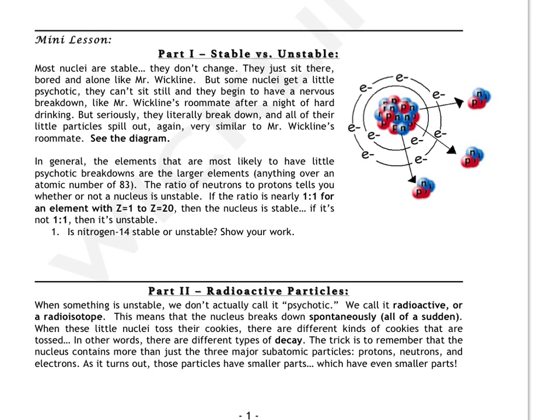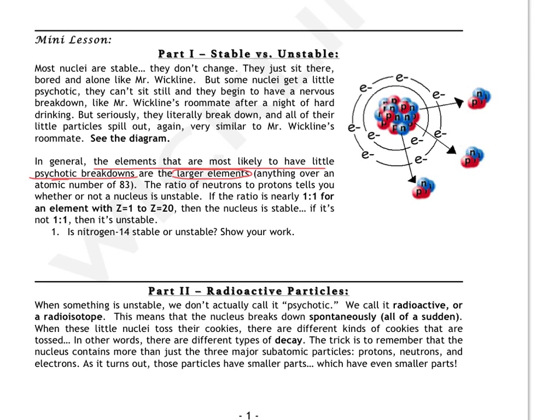Okay, so my mini lesson is basically a discussion of stability versus instability. We all know people who can be stable or unstable in terms of their personality, but we can also apply some of that same understanding of the definition of instability to the atom itself. So here are some fun facts. In general, the elements that are most likely to have little psychotic breakdowns or emit radiation are the larger elements.